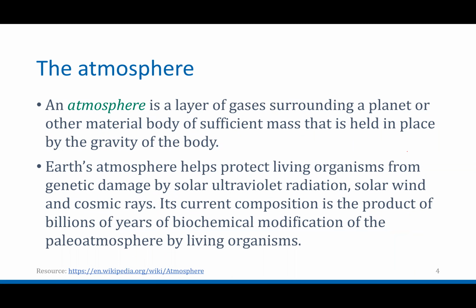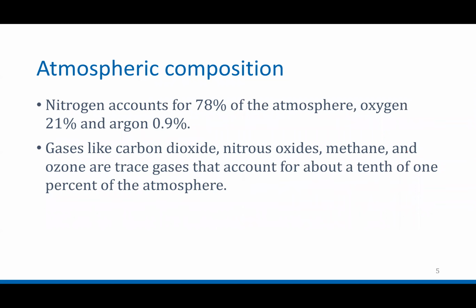Our atmosphere also is the product of billions of years of biochemical modification. So it's turned into this perfect recipe of nitrogen, oxygen, and other gases for living organisms to breathe. If you go back and look at the atmosphere in the time of dinosaurs or before that, it was a little different. So the atmosphere has changed, but right now, 78% of our atmosphere is nitrogen, 21% is oxygen, and the third most abundant gas is argon.